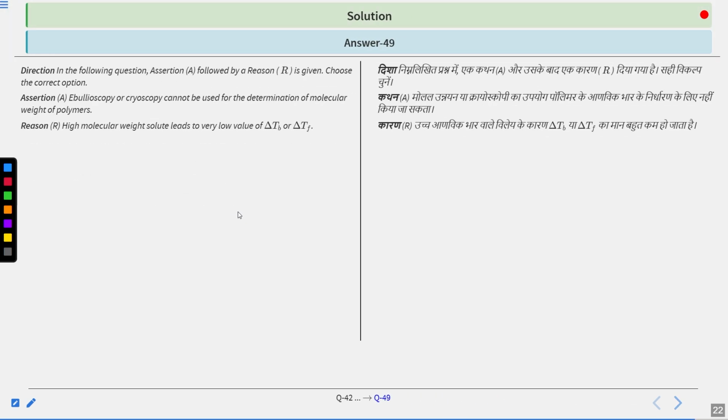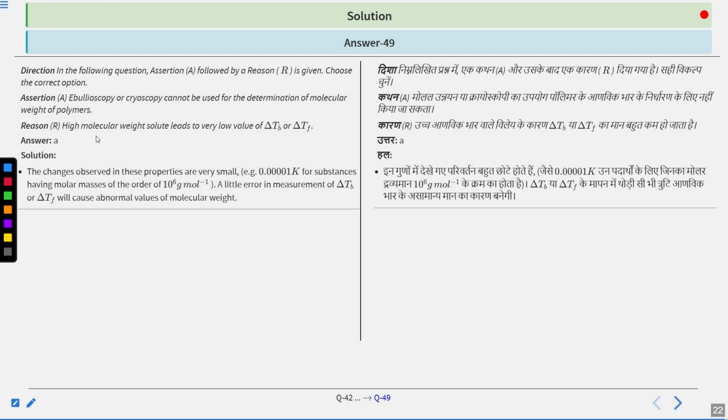So in this question, you are given an assertion and you have to say whether this assertion is right. Then you have to look upon the reason and judge whether the reason is right. And you have to see whether the reason is the correct explanation of the assertion or not. So your answer is A. Both statements are correct, and reason is the correct explanation of assertion.